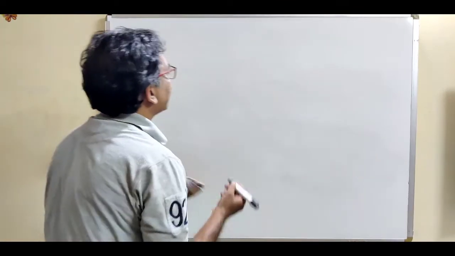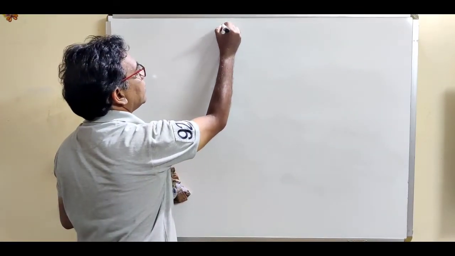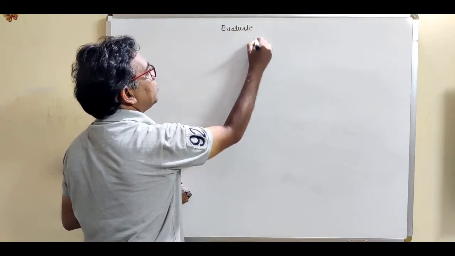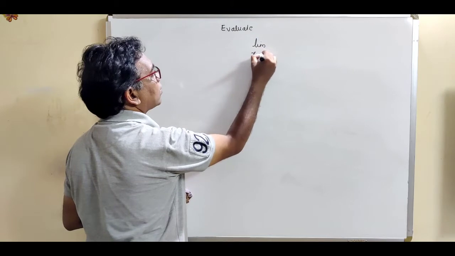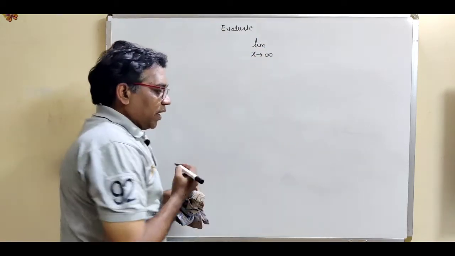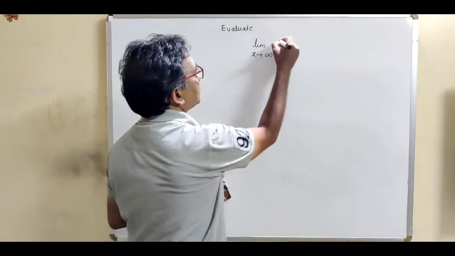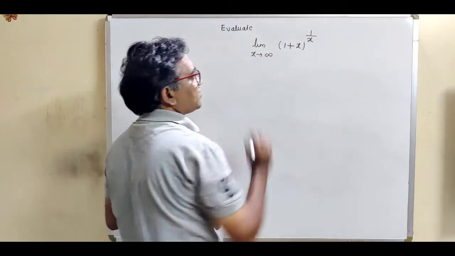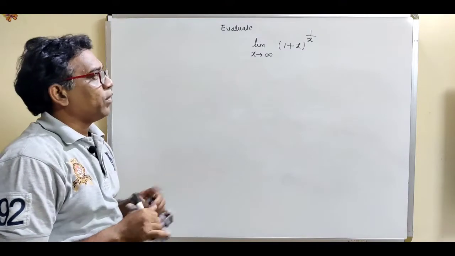Now let us take the second example. Evaluate the limit x tends to infinity of (1 plus x) raised to 1 upon x.